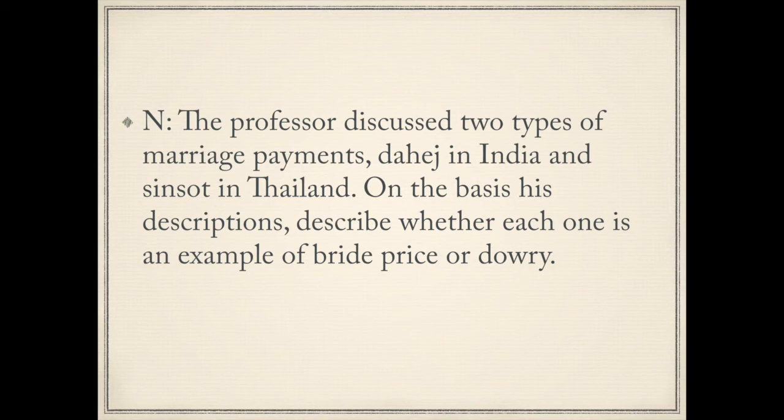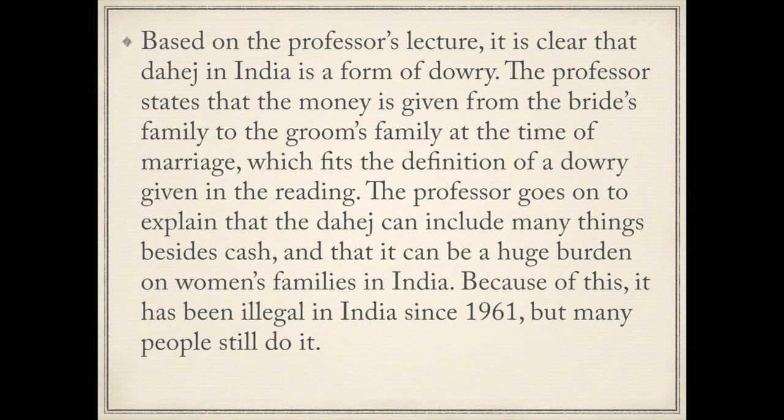So the professor discussed 2 types of marriage payments, dahej in India and sinsot in Thailand. So this is the narrator. On the basis of his descriptions, describe whether each one is an example of bride price or dowry. So you have to be able to connect these 2 things. So notice how the professor's lecture does not mention bride price or dowry specifically in the words. You need to make that connection yourself. And so this is a model answer.